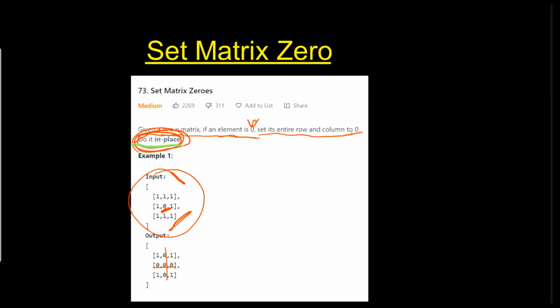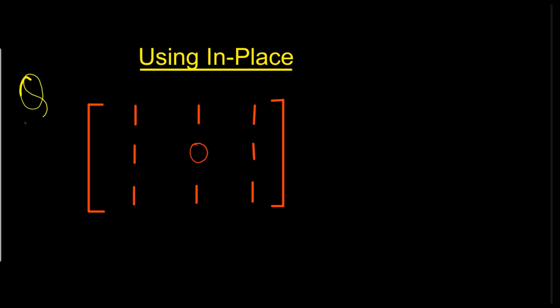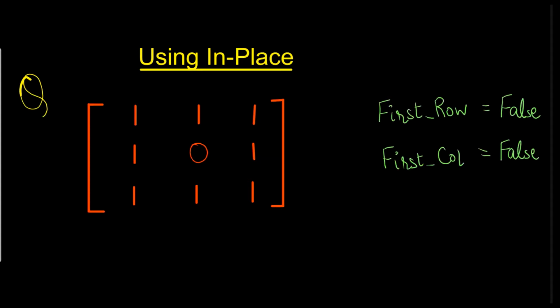But here the major condition is to do it in place. That means I need to do it in space complexity order of 1. So let's think about how we can do this. Here is my question, the same input I have taken from LeetCode. I will follow it step by step. In the first step, take status variables, first_row and first_column, and set both of them to false initially.